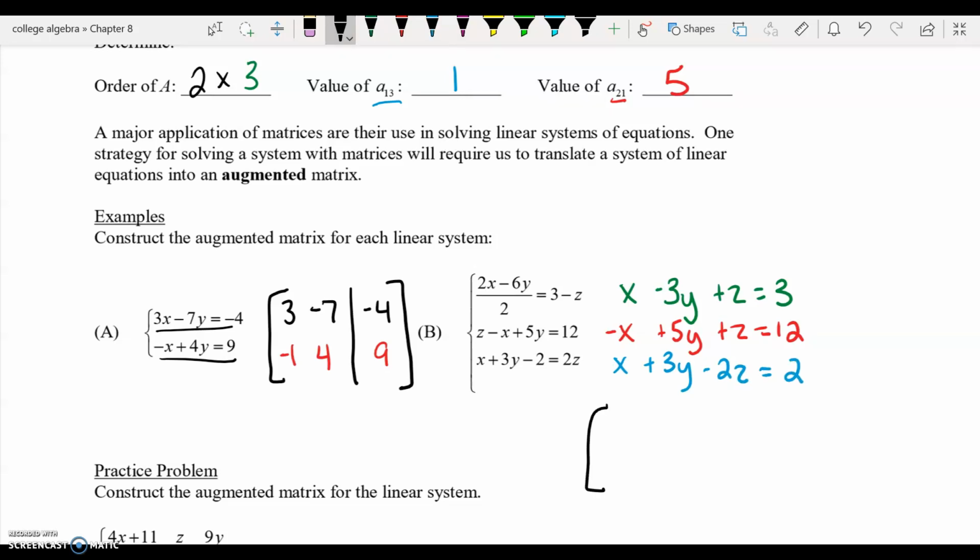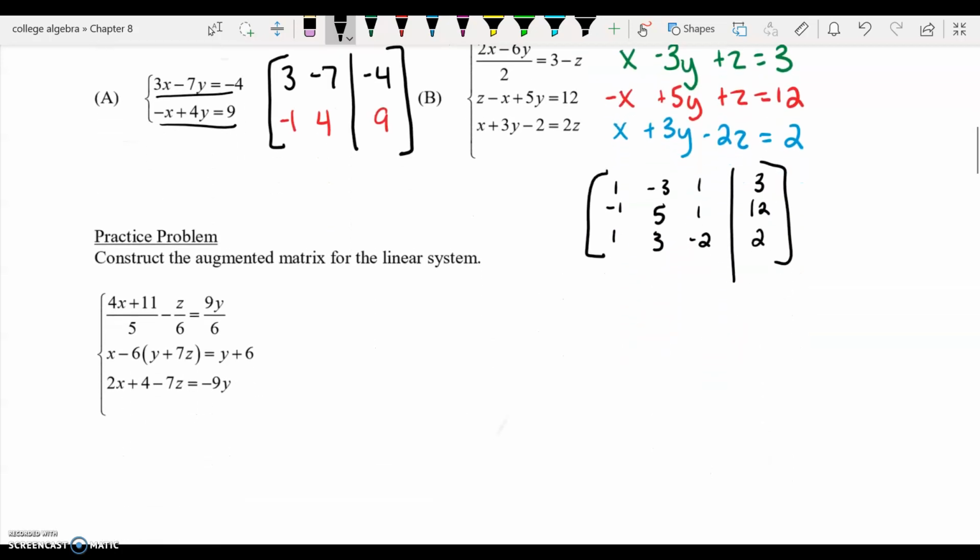Now you can write your augmented matrix. My first column is going to be 1, -1, 1. Next column is going to be -3, 5, 3. Next column is going to be 1, 1, -2, equal sign, 3, 12, 2. And you're in your augmented matrix. So that's what an augmented matrix is.